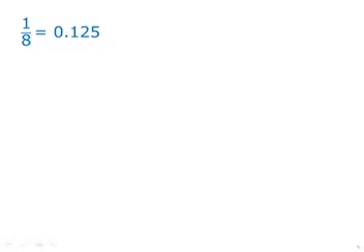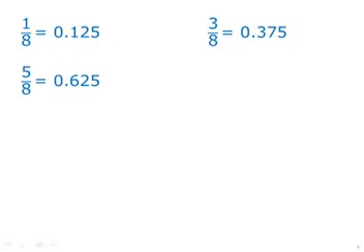1/8 is 0.125. Multiply both sides by 3, we get 3/8 is 0.375. Start out with 1/8, multiply both sides by 5, we get 5/8 is 0.625. Multiply by 7, we get 7/8 is 0.875. Notice that I wasn't worried about even numerators, because if I have an even numerator over 8, it would cancel and it would be something else in the lowest terms, something that we've already handled.